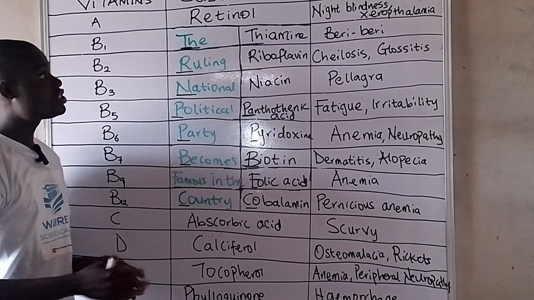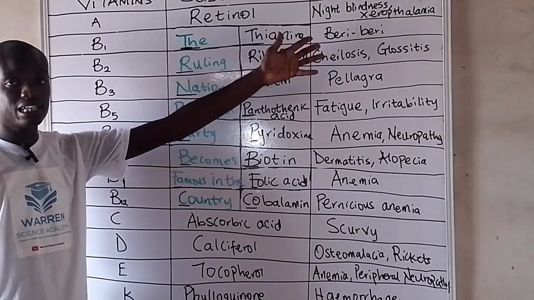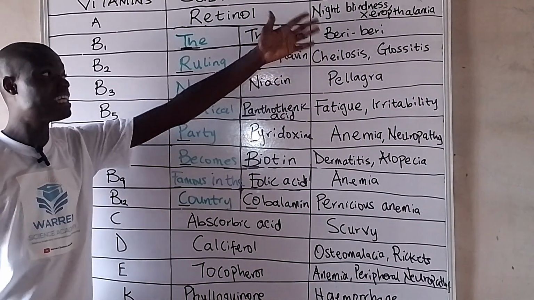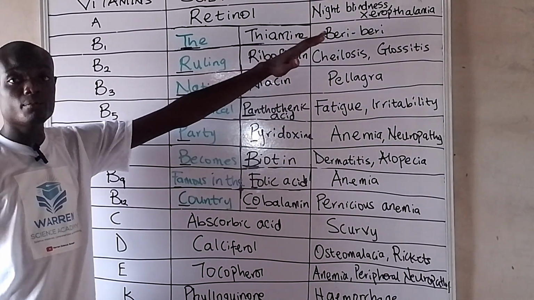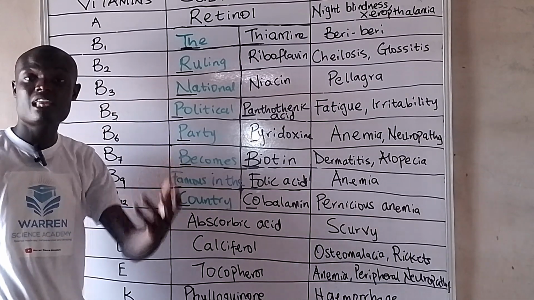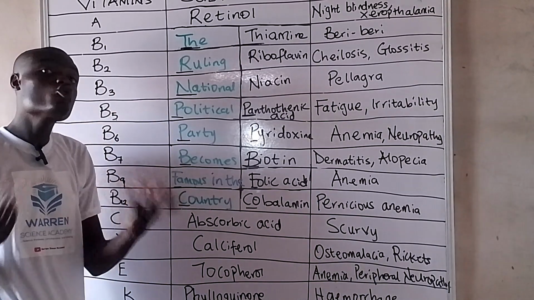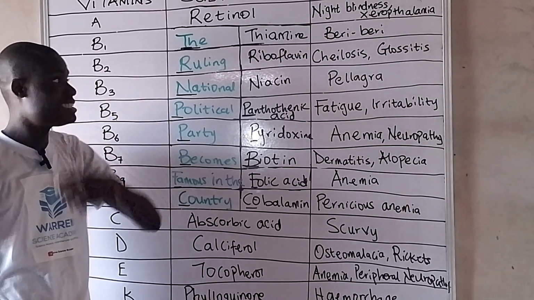So for the deficiency of the various vitamins, deficiency of vitamin A results in night blindness or xerophthalmia. In night blindness, the individual is unable to see at night. Then xerophthalmia is the dryness of the eyes. You see some persons, when they are being flogged, they don't cry and be like, oh, I'm a very strong individual. It could be that they are suffering from xerophthalmia. There's a dryness of the tear glands.